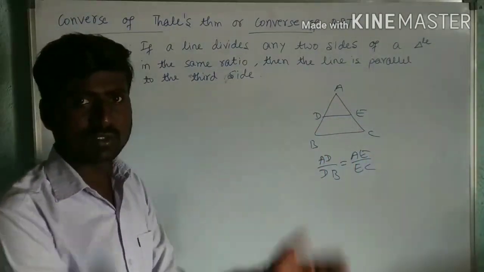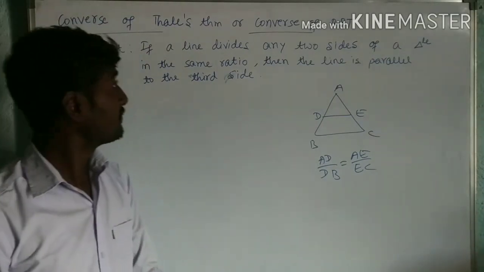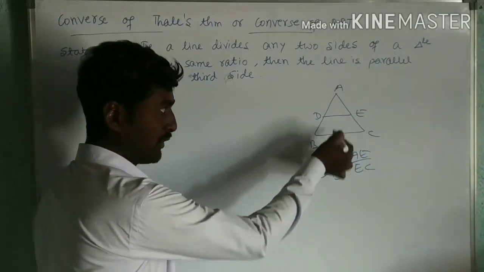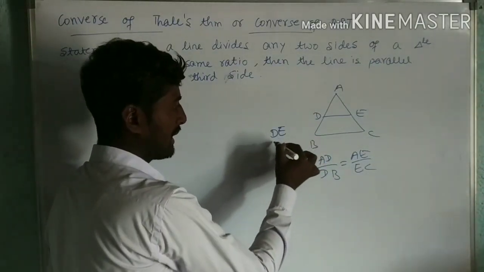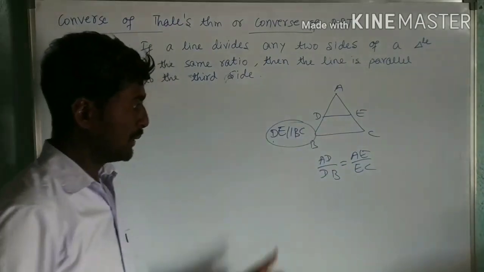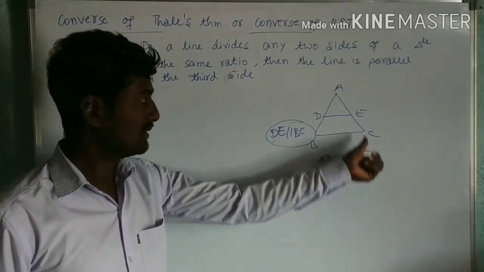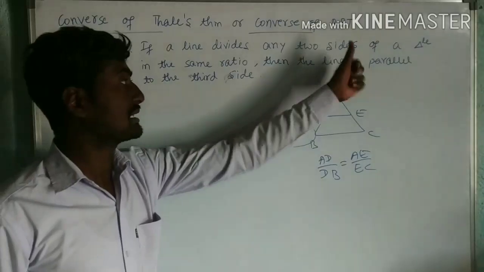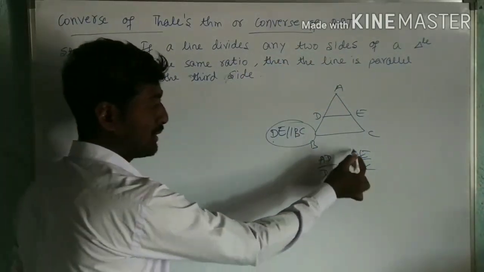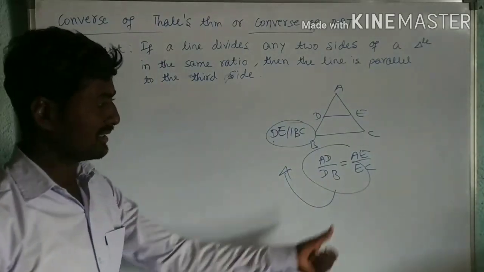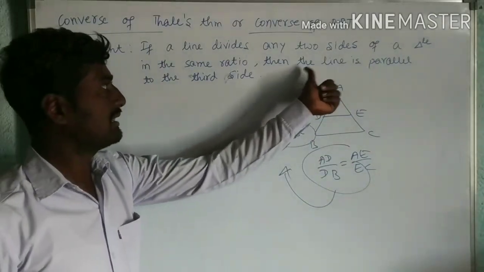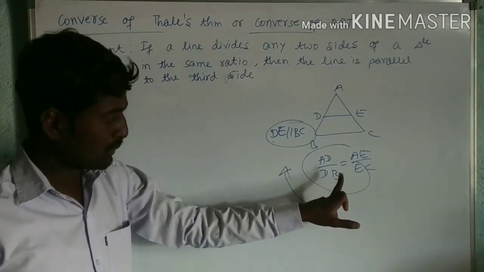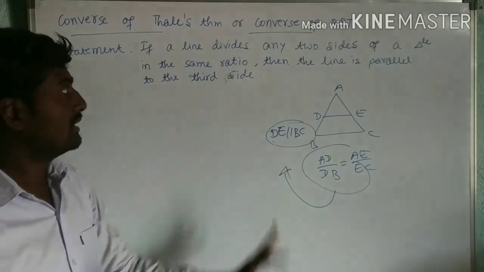Now here, converse. Converse means reverse only. For Thales theorem, initially they gave that DE is parallel to BC, and with this condition we have to prove the ratio. Now for the converse, if a line divides any two sides of a triangle in the same ratio, they give this condition. Then the line is parallel to the third side. We have to prove this. This is what converse is.